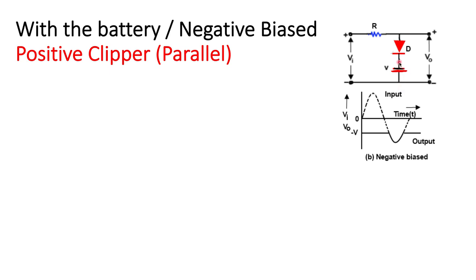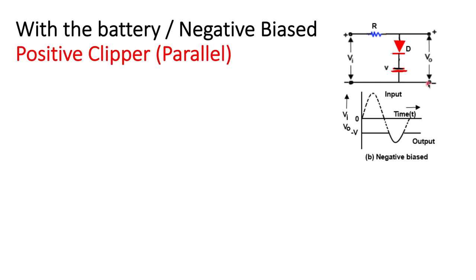Let this node be the reference node. So here the voltage will be minus V. Please note that the cathode voltage of the diode is minus V. If the cathode voltage is minus V, the diode conducts only if the anode voltage is greater than minus V. Suppose the cathode voltage is minus 8. Then the diode can conduct for all the positive values as well as above minus 8: minus 6, minus 5, minus 4, and all the positive voltages. Please remember that.